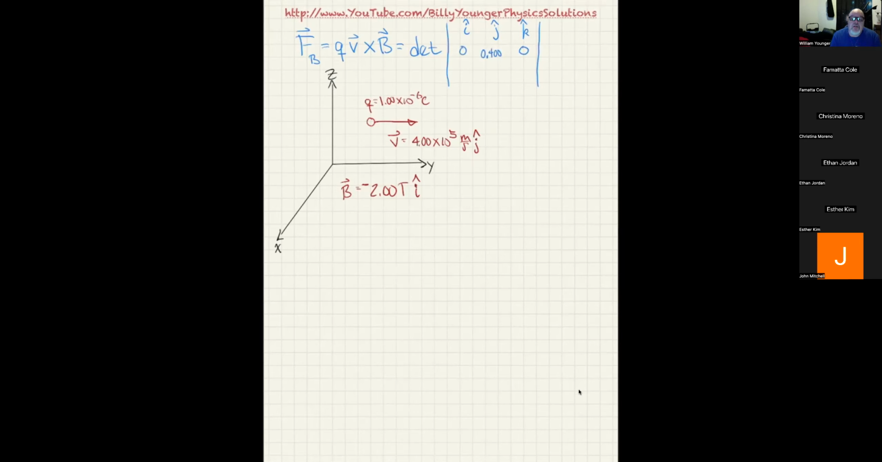Does everybody agree that that's QV? Is the velocity 4 times 10 to the negative 5? The velocity is 4 times 10 to the positive 5. That's what made it be ultimately 10 to the negative 1. Okay. You see the Q is 10 to the negative 6. So that's why I did it that way. Now B, notice it only has a X component, and that's negative 2.00, and then 0 and 0.